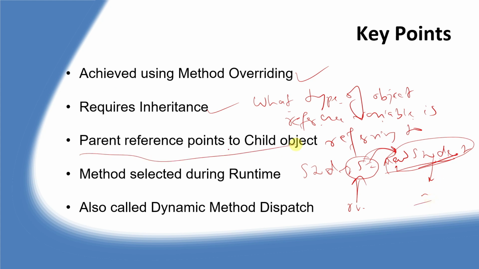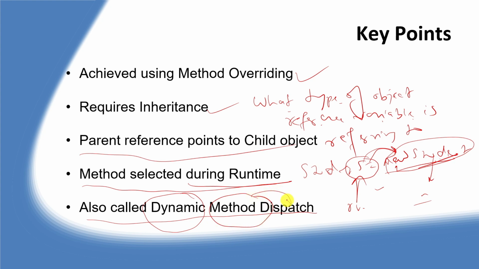Parent reference, I explained this one. The method is selected during runtime, so whatever I explained just now happens during runtime. This is also called dynamic method dispatch. Since we have the same method name but different implementation in the parent and child class, during runtime, that is dynamically, the method is getting called. Method binding is happening during runtime. That's why it is called dynamic method dispatch.